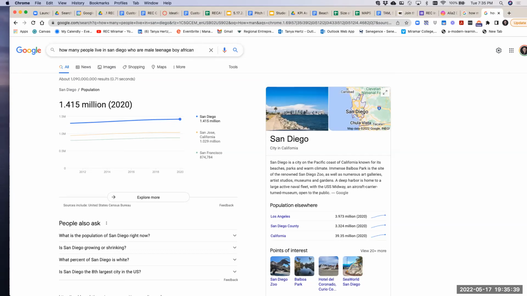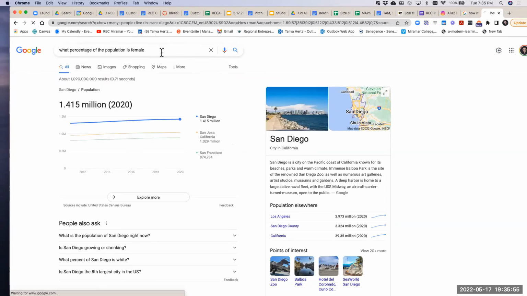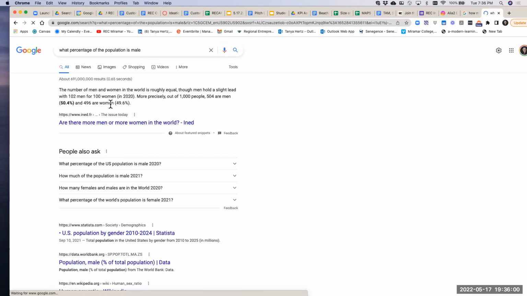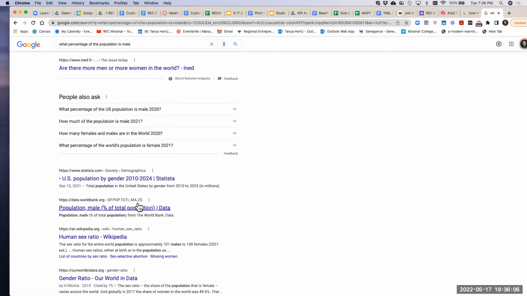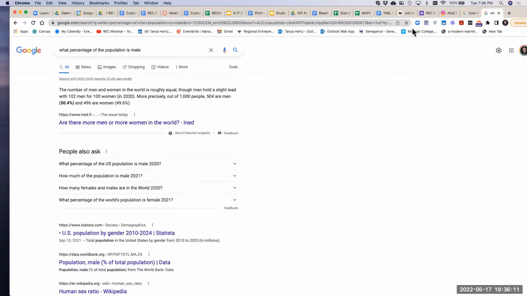It just doesn't exist. That's why we separate them. So if I have them separated, instead of asking how many people live in San Diego who are male teenage, I can just ask, for each of the further differentiators, what percentage of the population is female or male? What percentage of the population is male? Now it's a percentage, so it says right here 50.4. Last time I looked, it was 49 point whatever it is. Find a reputable source.